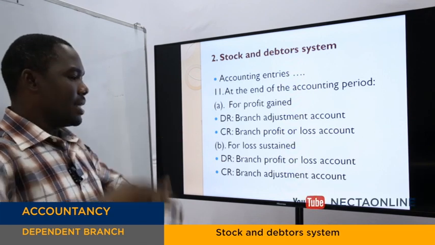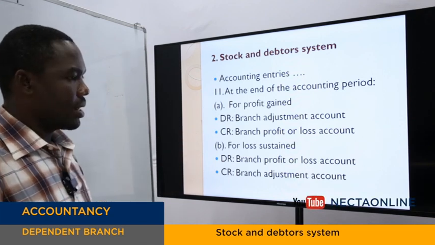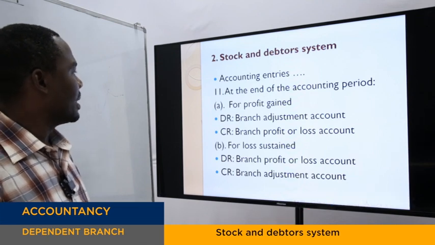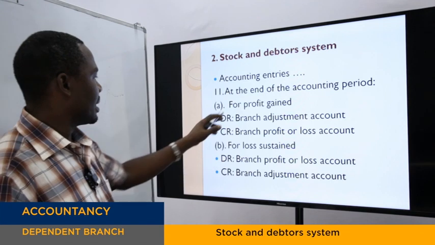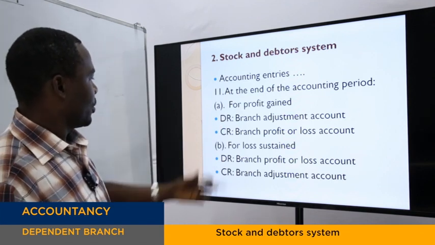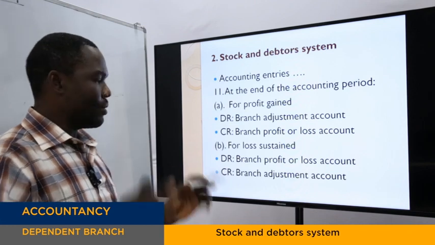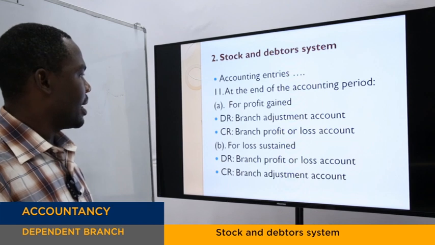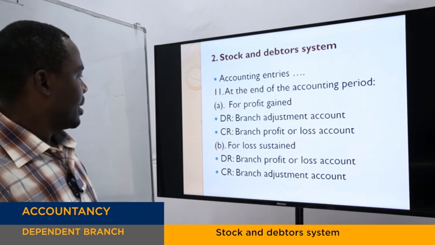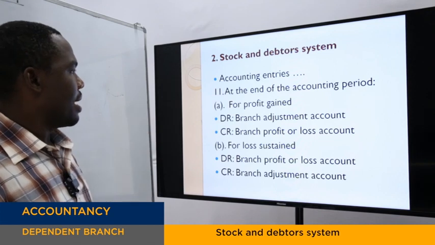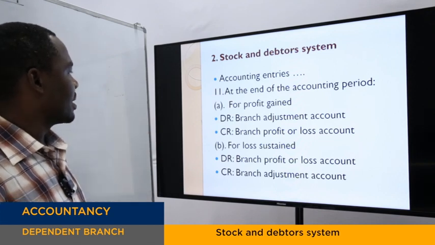So far, at the end, as you close down or balance your accounts, there might be gain or loss. For gain, because we said that the gross profit will be determined in the branch adjustment account, so far the branch stock account will have been balanced with the deficiency.